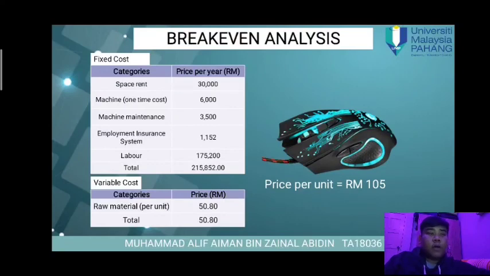Break-even analysis determines the cost trade-off associated with demand volume. We should know the components, which are volume, cost (fixed cost and variable cost), revenues and profit. For the fixed cost in this break-even, we have RM215,852, and the variable cost is RM50.80. The price per unit for the optical mouse is RM105.